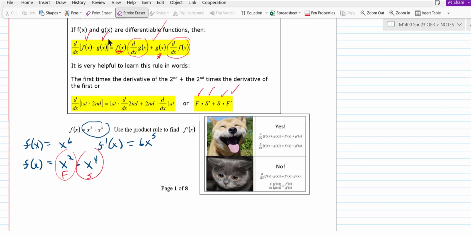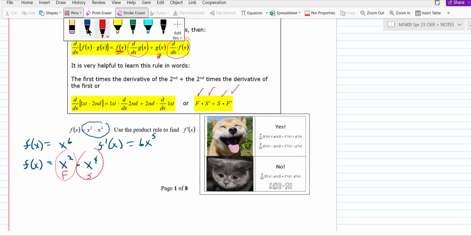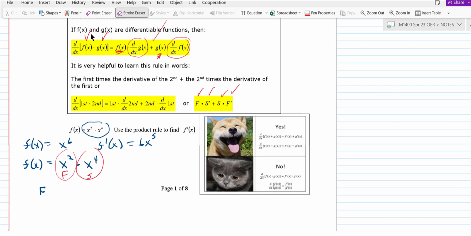And when you're learning the product rule, it's usually good to just write down the formula. So just write down the formula like this. First times derivative of second plus second times derivative of first. And that's just the way I teach it. I like to just do the first and then the derivative of the second, then do it the opposite way. I like to have my derivatives after the function.